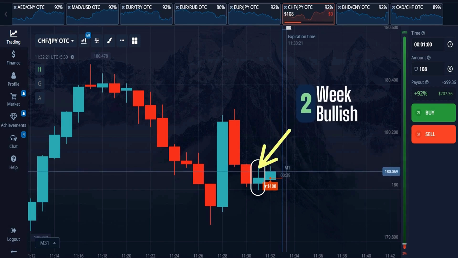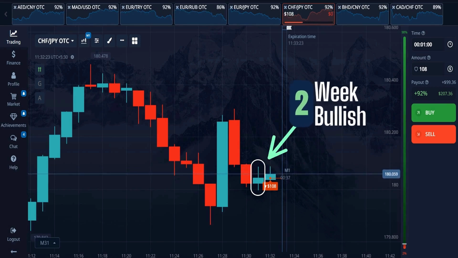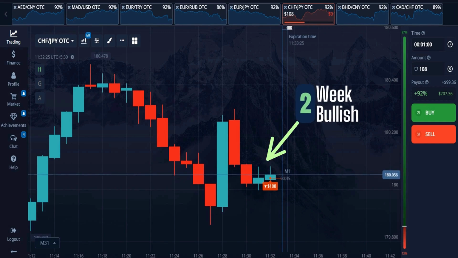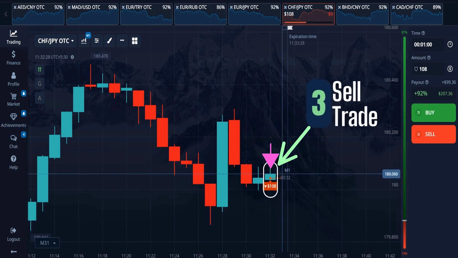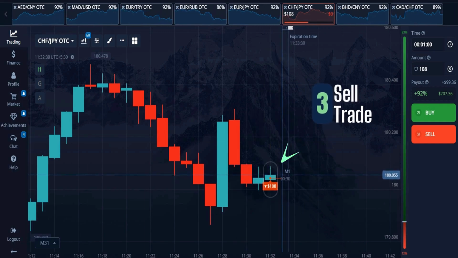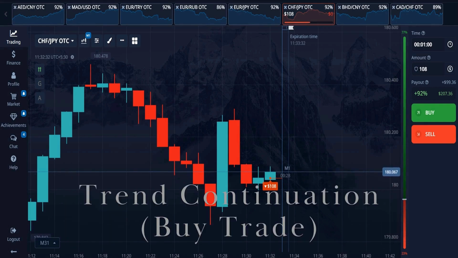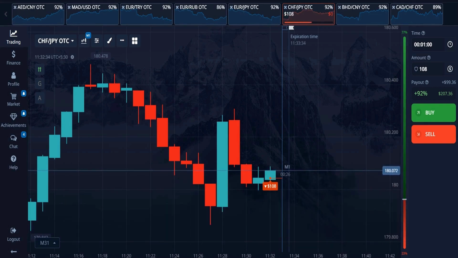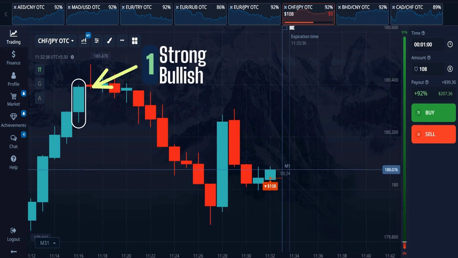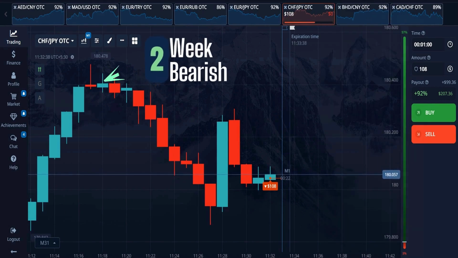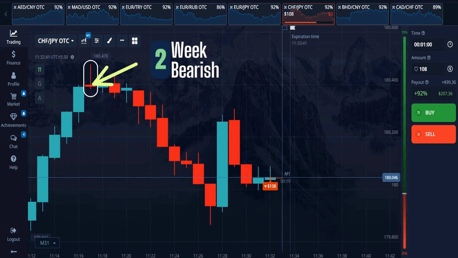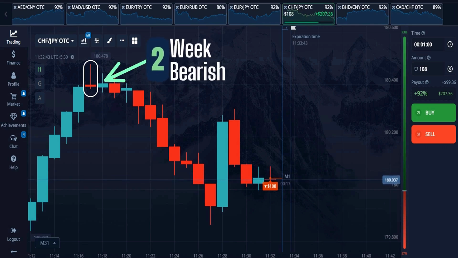But here's the key. The second candle must be less than half the size of the first bearish candle. If it meets these conditions, we take a sell trade on the third candle. Scenario 2: trend continuation buy trade. If the first candle is a strong bullish, green candle, and the second candle is a weak bearish, red candle, the trade setup is valid.